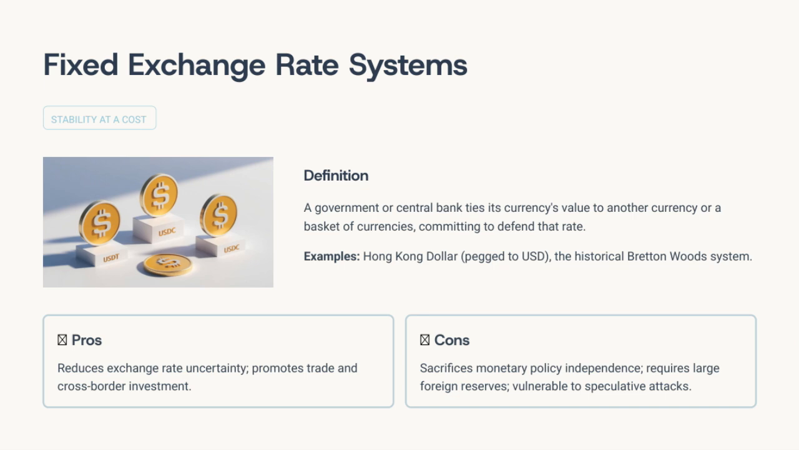In essence, fixed exchange rate systems are about achieving stability at a cost. They require commitment and resources, but can promote economic predictability. This approach ties into the broader theme of how countries choose different mechanisms to manage their currencies and economic stability.